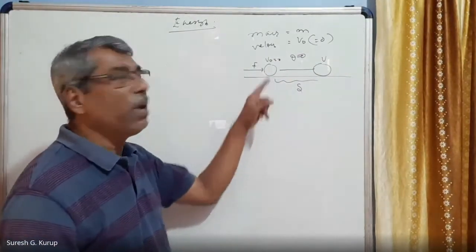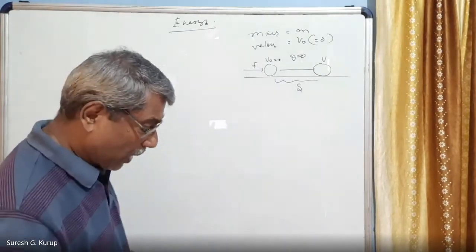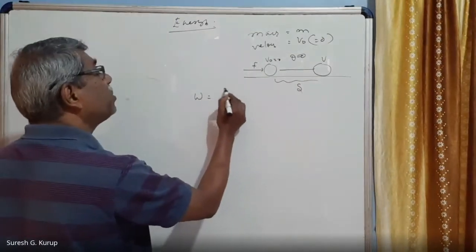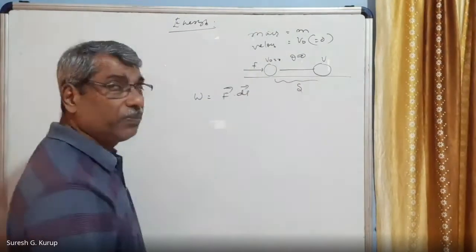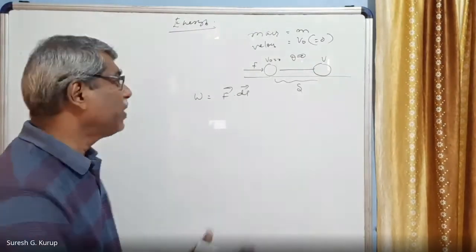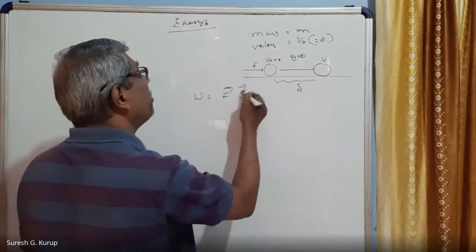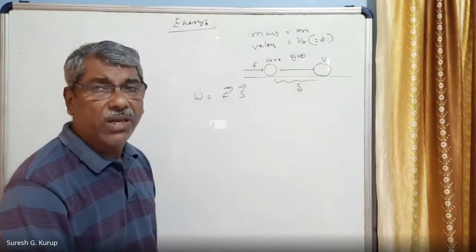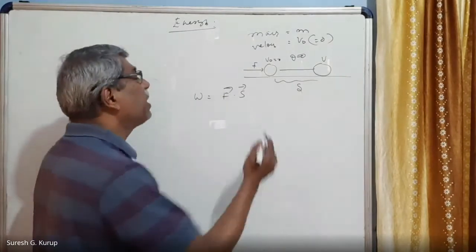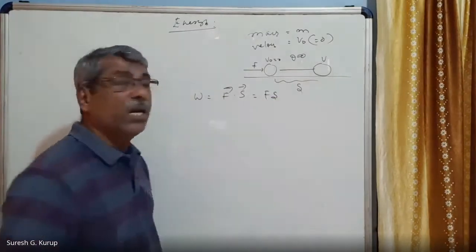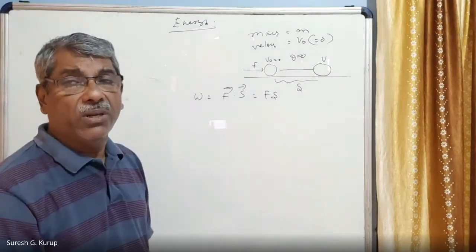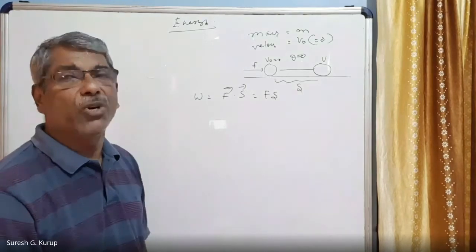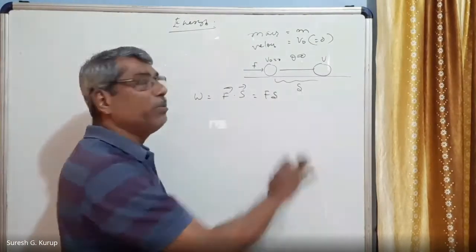But the body starts at rest. Now the work done by the constant force W we can write as F into ds, or F into s. Work done is a scalar product, that means F dot ds. This is equal to F dot s, which is equal to F s cos theta. Theta is equal to 0, therefore cos 0 is equal to 1, so it is simply F s.